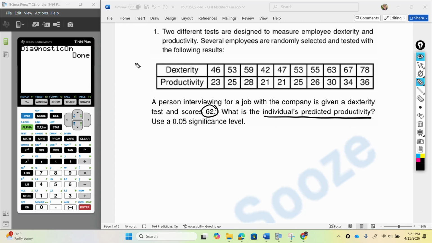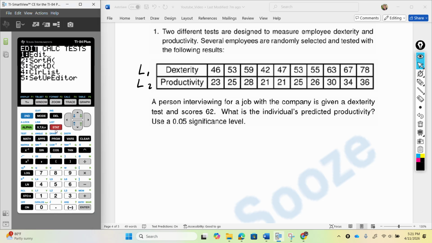The first thing we're going to have to do with this paired data: my dexterity values are going to be my X values and my productivity values are going to be my Y values, if I think of these as points. And so I'm going to put the first row in list 1 and the second row in list 2.